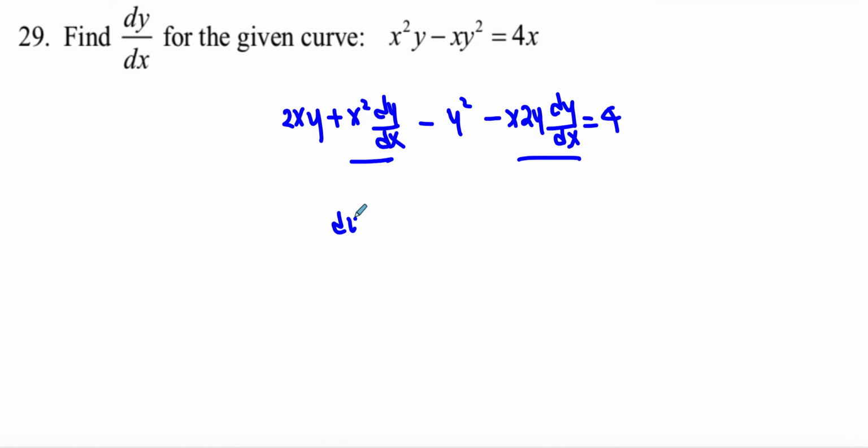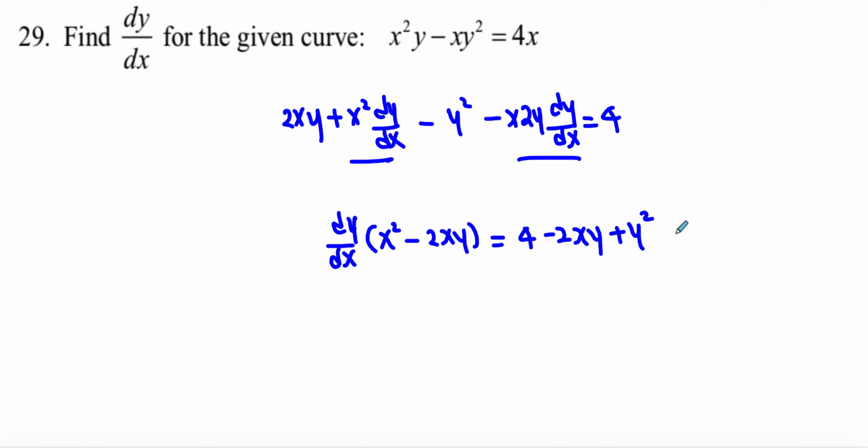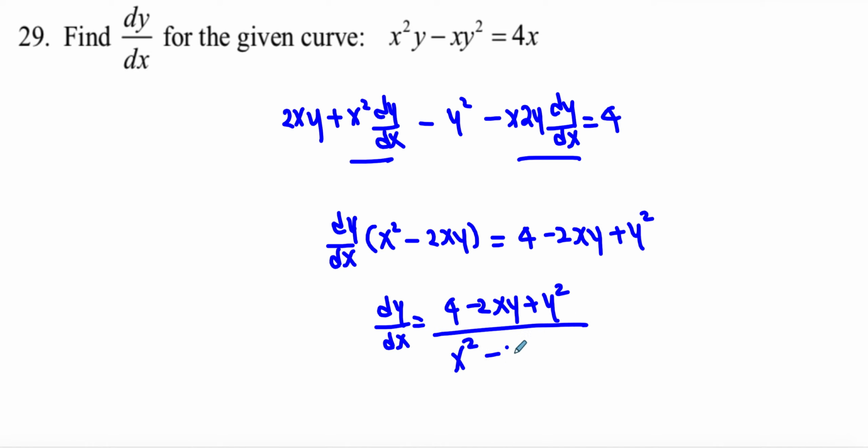So all the terms with dy over dx stay, and the other two terms go over to the other side. So we get dy over dx. When I factor that out, I'm left with x squared minus 2xy equals 4 minus 2xy plus y squared. So having dy over dx alone is 4 minus 2xy plus y squared all over x squared minus 2xy. That becomes our answer.